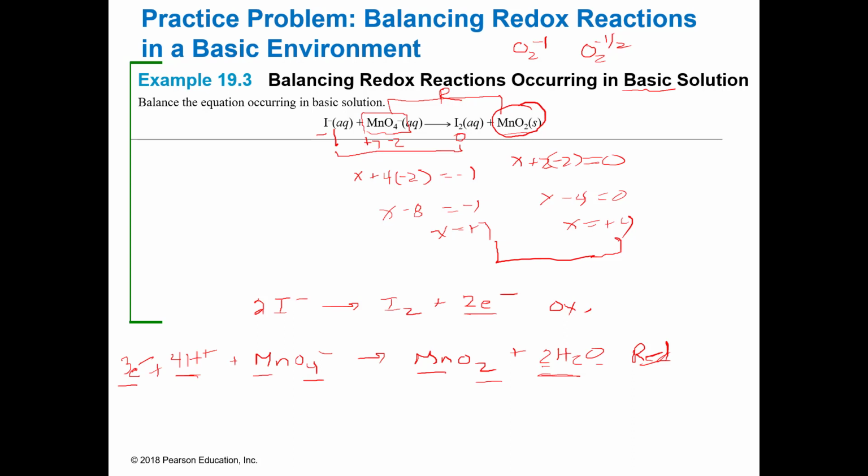All right, so we have the same problem here that we had in the previous problem. The oxidation half reaction is losing 2 electrons, and the reduction half reaction is gaining 3 electrons. So what do 3 and 2 both go into? We'll multiply the oxidation half reaction by 3 and the reduction half reaction by 2. So 3 for this one, 2 for this one.